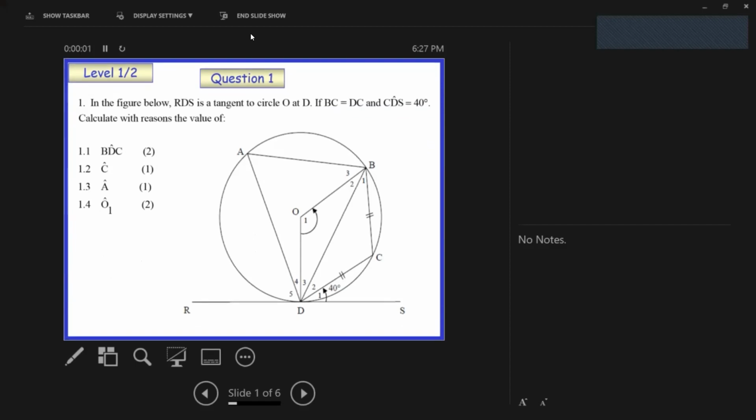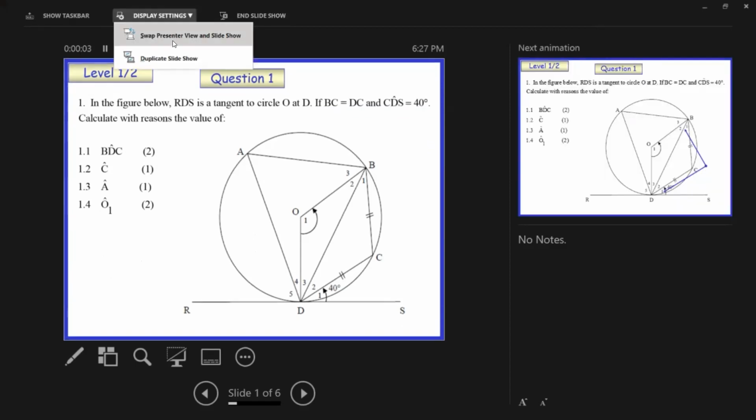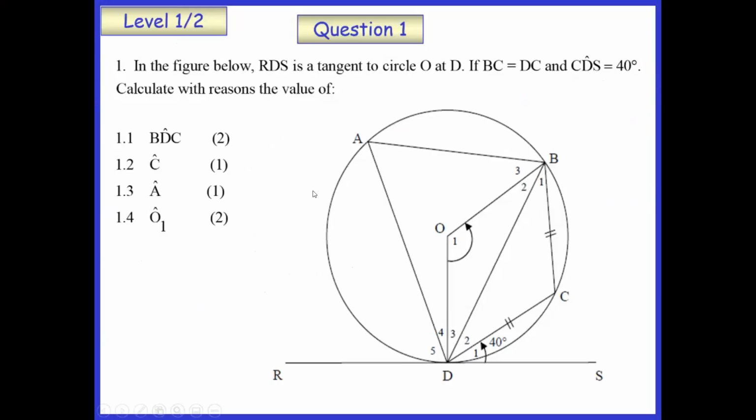All right. So now, gentlemen, what are you seeing now? So we're seeing the level 1 or 2 question. Okay, we're going to do some warm-up questions. Warm-up questions mean calculation, all right? So we need to look at some of the warm-up calculation questions.